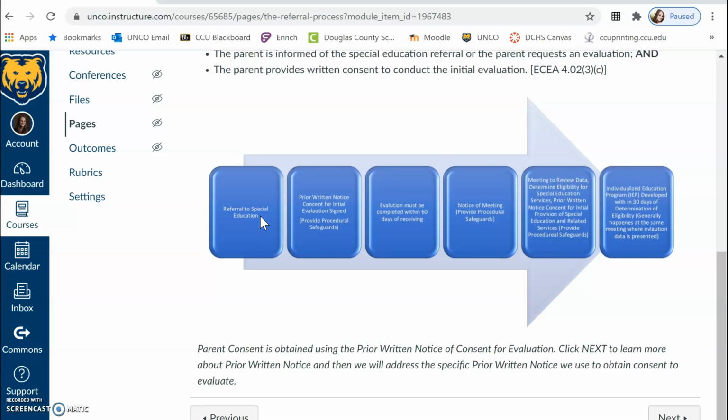You always in the IEP have to put that the family has received them. And then you'll also hold an IEP meeting. You have 30 days in most situations for this to occur. This may happen at the same meeting as the evaluation, but oftentimes may be scheduled for a second meeting. So it just depends on the timing and the situation.